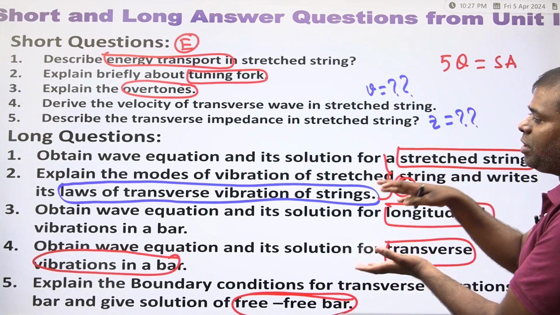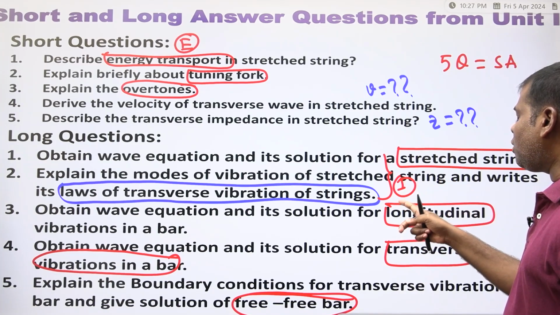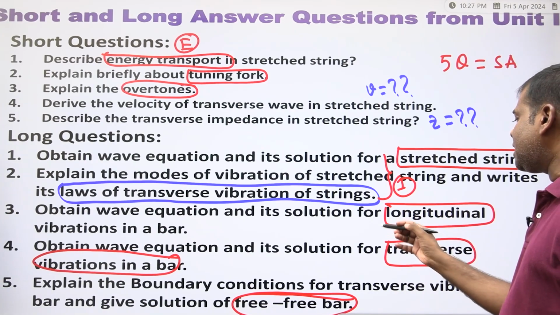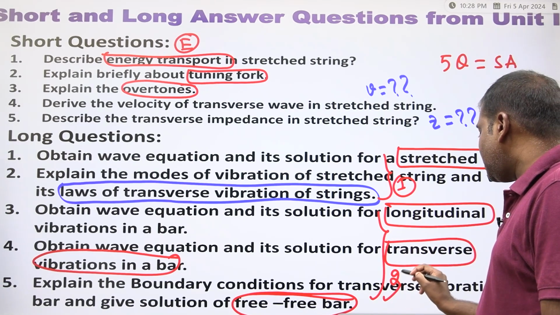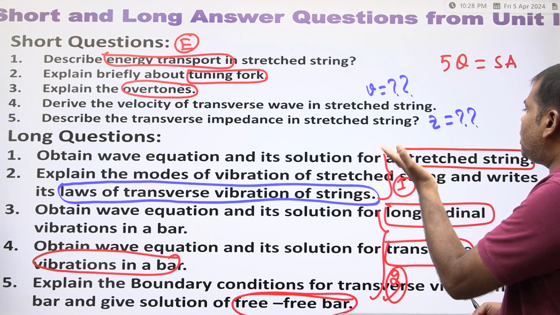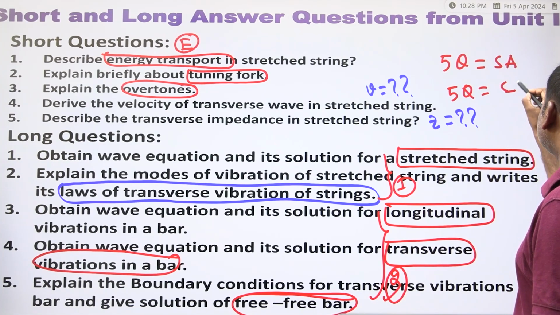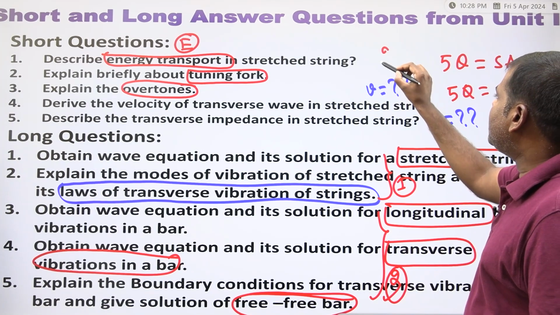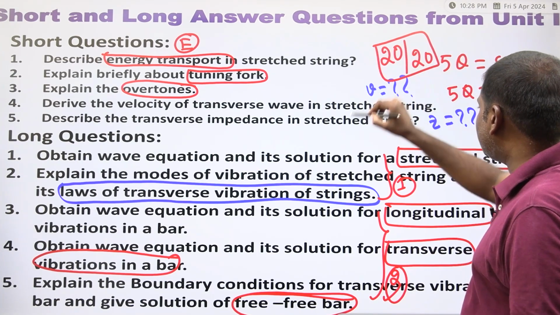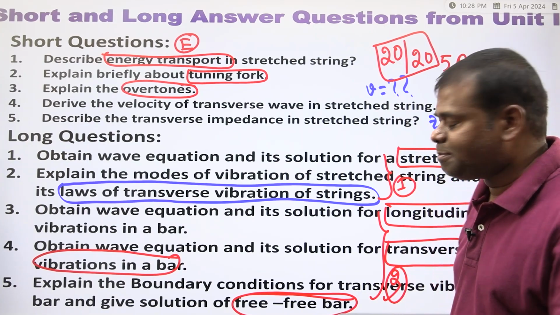So these are the important long questions from unit number 1. 2 long questions are there from the first part, that is the stretched string, and 3 long questions are there from the second part. You have to read these 5 questions. Surely you will get 20 out of 20 marks. This is the long answer. For each and every unit, 20 marks weightage is there. If you read these 10 questions, you will get 20 out of 20.